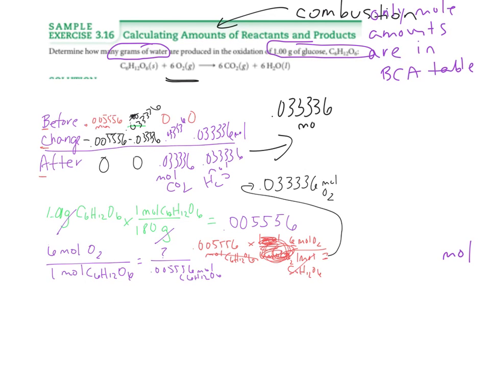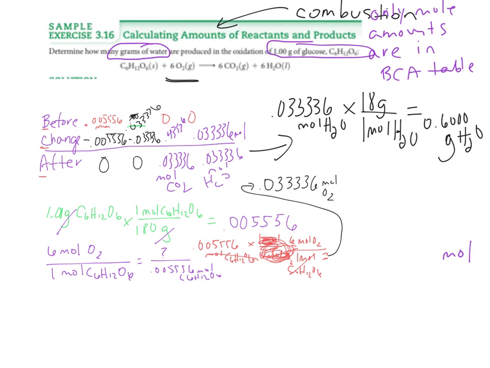Okay. So, to finish this up quickly, I'm going to take my 0.03336 moles of H2O, and I will multiply that by a conversion factor from moles to grams, something that shows that for every 1 mole of H2O, I have 18 grams of mass. Every 1 mole of H2O has a mass of 18 grams. That will help me figure out the mass of 0.03336 moles of H2O. And we will make 0.600 grams of water when we start with 1 gram of glucose.